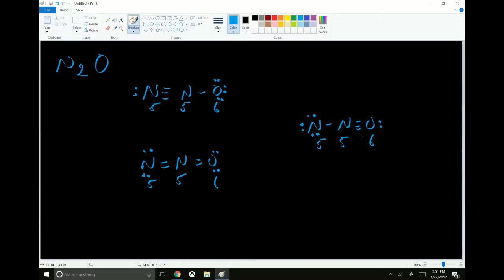Okay, now we count not the valence electrons, but the bonded electrons around each atom. So this nitrogen here has 2, 3, 4, 5, giving it a formal charge of 0. This nitrogen has 1, 2, 3, 4, giving it a formal charge of +1. And this oxygen has 2, 4, 6, 7, giving it a formal charge of -1.